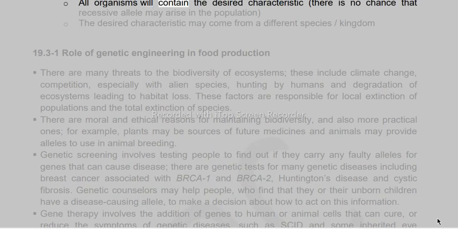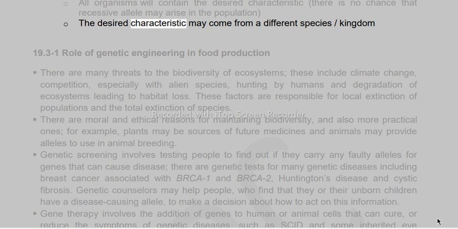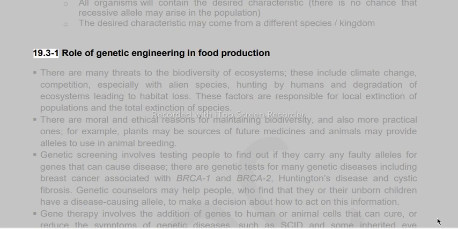All organisms will contain the desired characteristic. There is no chance that a recessive allele may arise in the population. The desired characteristic may come from a different species, kingdom. 19.3-1 Role of genetic engineering in food production.